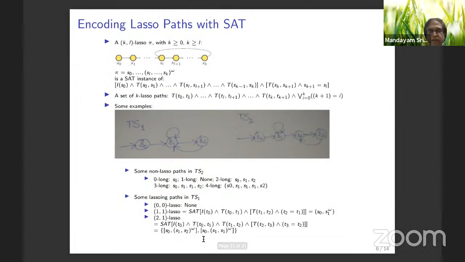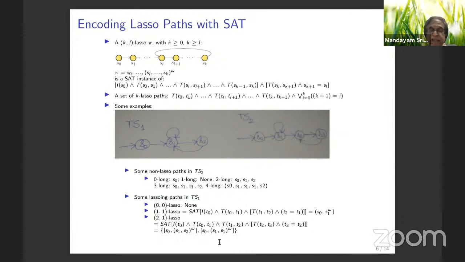And that one is S0, S1, S2, S2, omega. But this is also a 2-1 lassoing path, because you can do S0, S1, S1, and then S1 goes back to S1. So I'm showing this to say that repetitions are allowed. In lassoing paths, it's very important for you to recognize that.